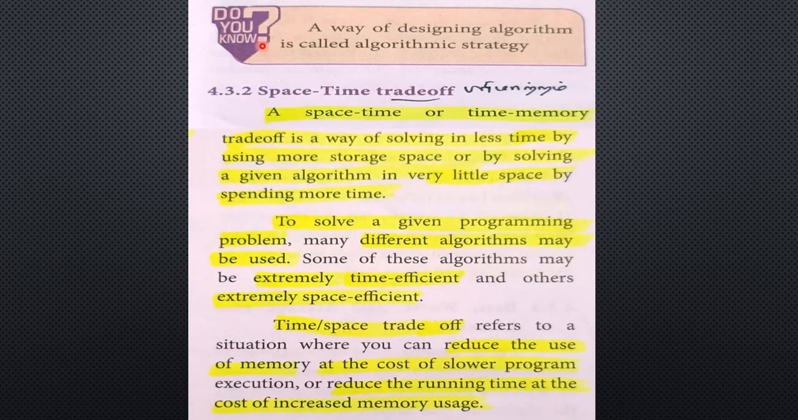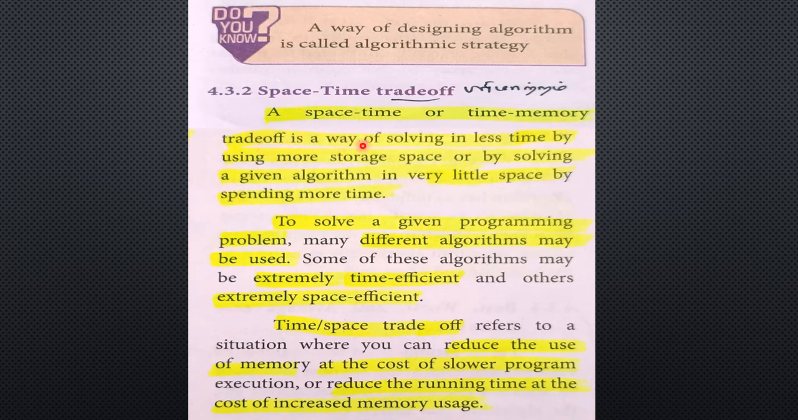So do you know the points? The way of designing an algorithm is called the algorithmic strategy. So, space to time trade-off. Trade-off means, in Tamil, parimatram. The space to time or time to memory.